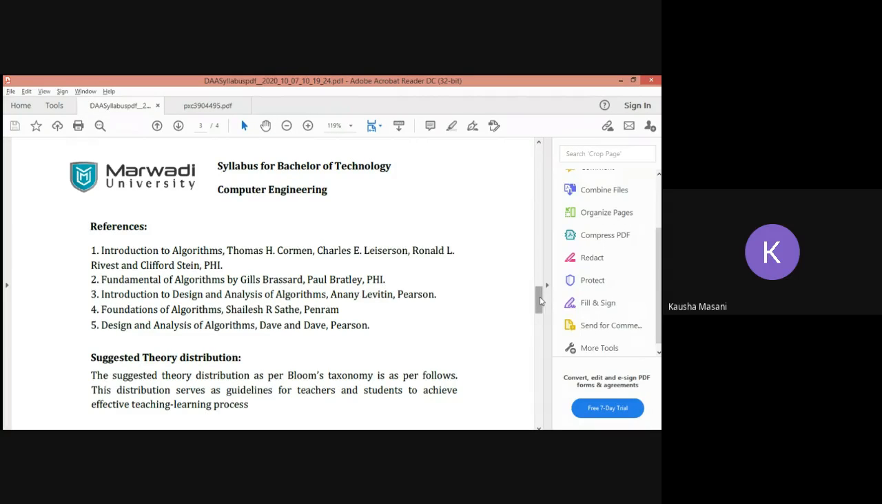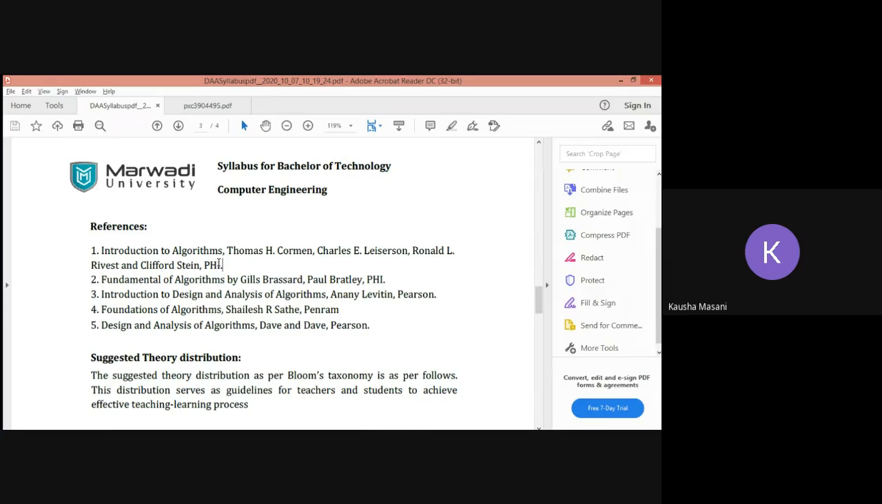Okay, it is Cormen, Thomas H. Cormen. In short, we call it Cormen. So Cormen is, you can say, one of your standard books to refer, Introduction to Algorithms. I'll upload that soft copy. I do have a soft copy of Cormen, so I'll upload it in the e-content. You guys can find it today itself.